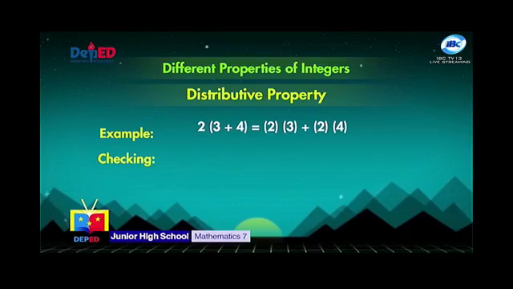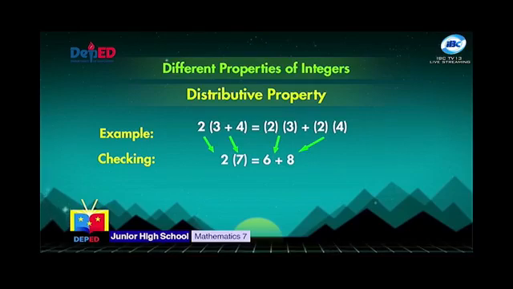For example, 2 times the quantity of 3 plus 4 is equal to 2 times 3 plus 2 times 4. Let us check if both sides of the expressions are equal. We have 2 times the quantity of 3 plus 4. You just have to distribute 2 by multiplying it to each term in the expression 3 plus 4. And that is 2 times 3 plus 2 times 4. Then 2 times 7 equals 6 plus 8. 2 times 7 is 14. That is equal to 6 plus 8, which is also 14. Therefore, both expressions are equal.